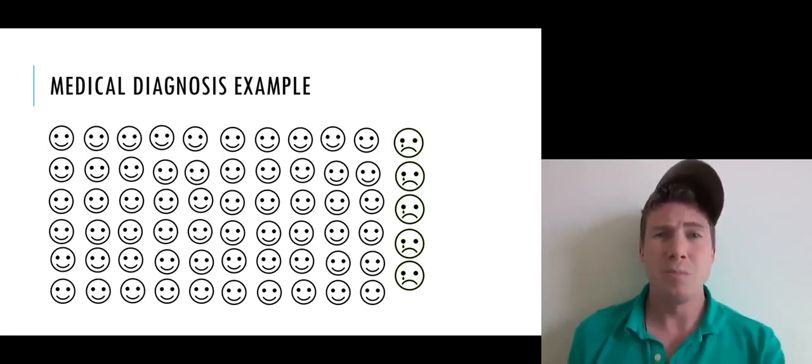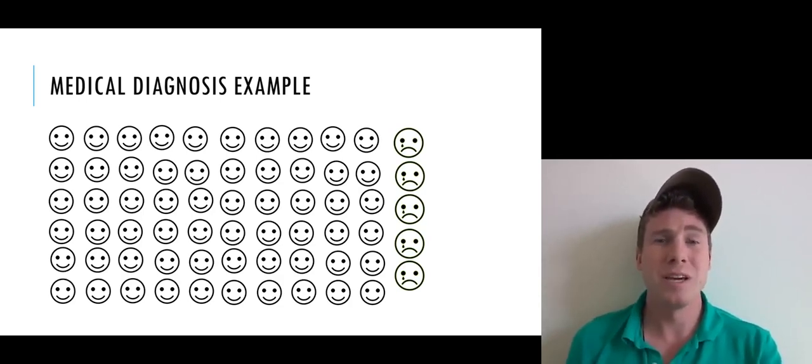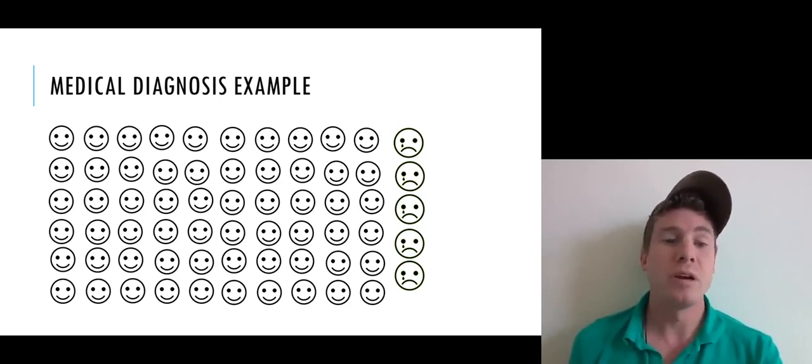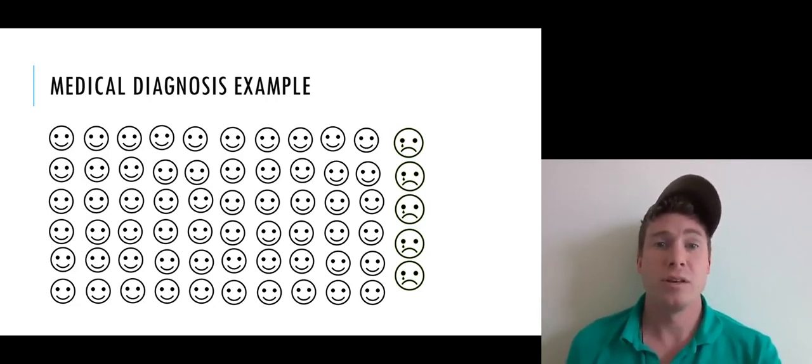So how is it possible for a test to be really reliable and yet for it to be the case that even when someone gets a positive test result, it can still be unlikely for them to actually have the disease? Well, suppose this is our population of people here, right, represented by all these different faces. And suppose that the 5 faces on the right that look sort of sad and crying, those are our sick individuals.